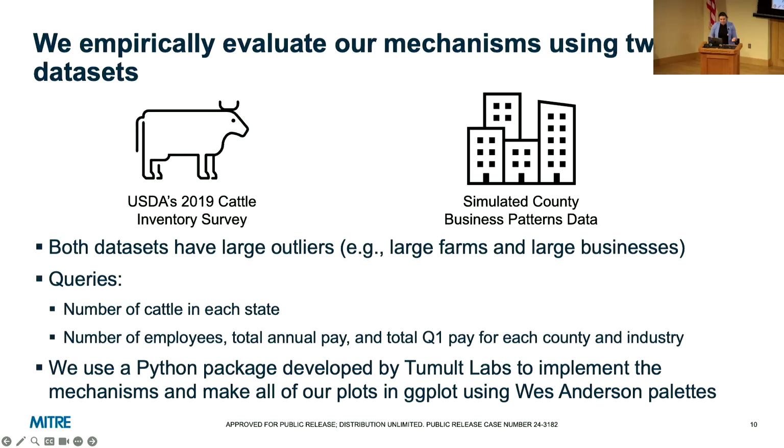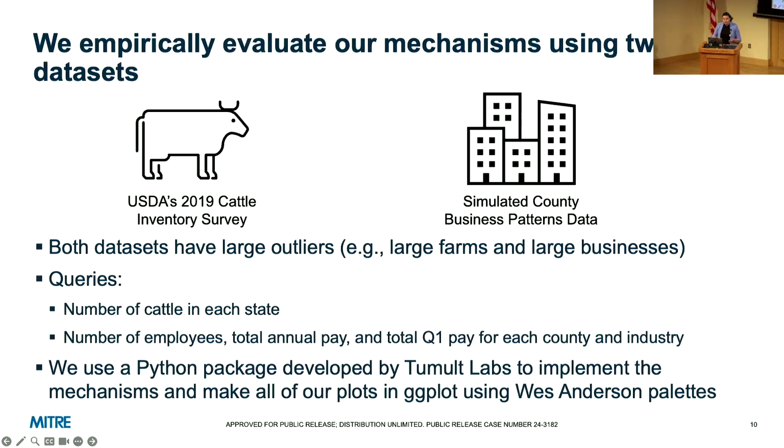But in terms of the queries that we're interested in for each of these data sets, we are interested in the number of cattle in each state for the cattle inventory survey. And then for the county business patterns data, we're interested in queries such as the number of employees at each business, the total annual pay, and the total Q1 pay for each county and industry.